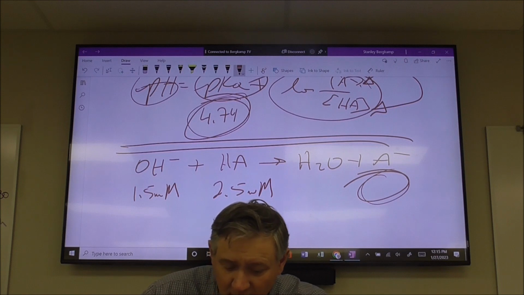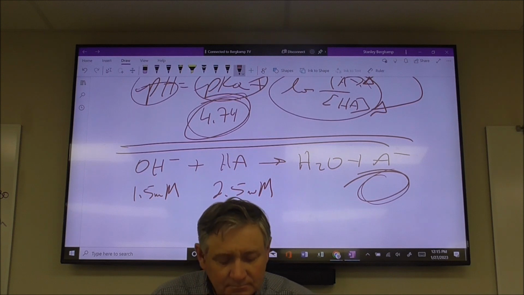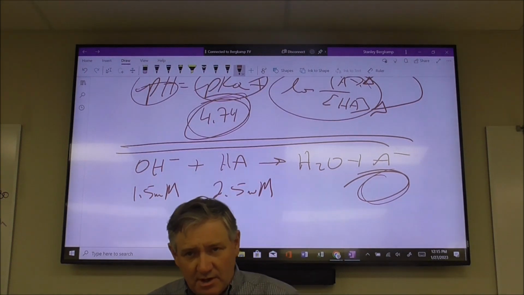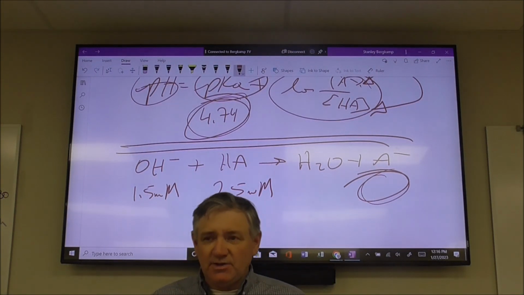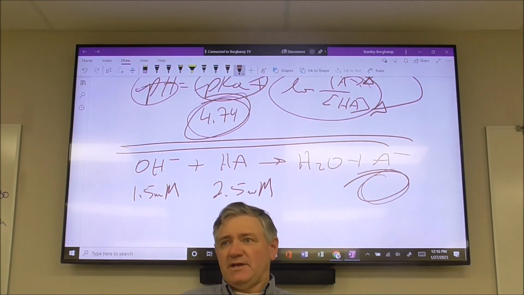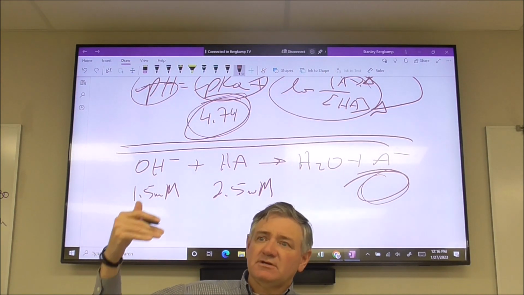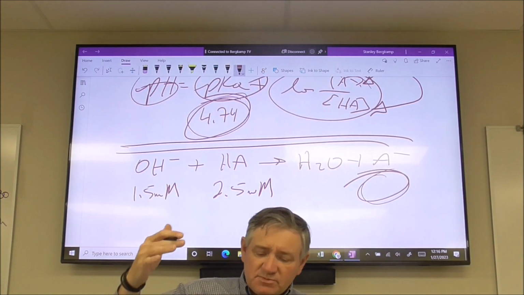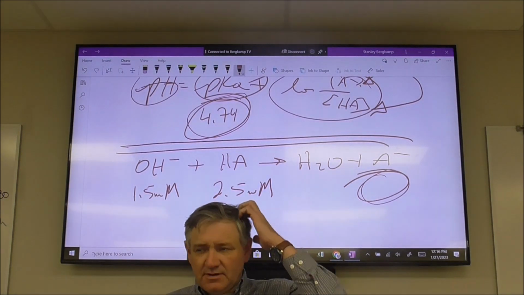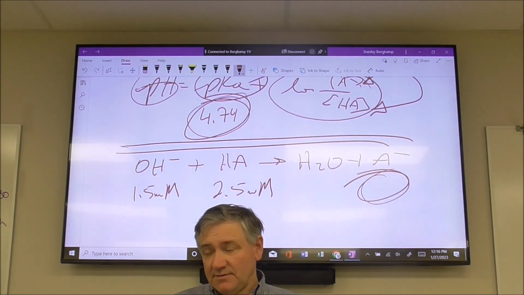So what I want you to see, and again, here's the bigger trend, is that in all three, what they have in common is that you are reacting the same volume of acid with the same volume of base. But what you're seeing is that the pH is going higher. You're going from a pH of basically 5 up to a pH of about 7.